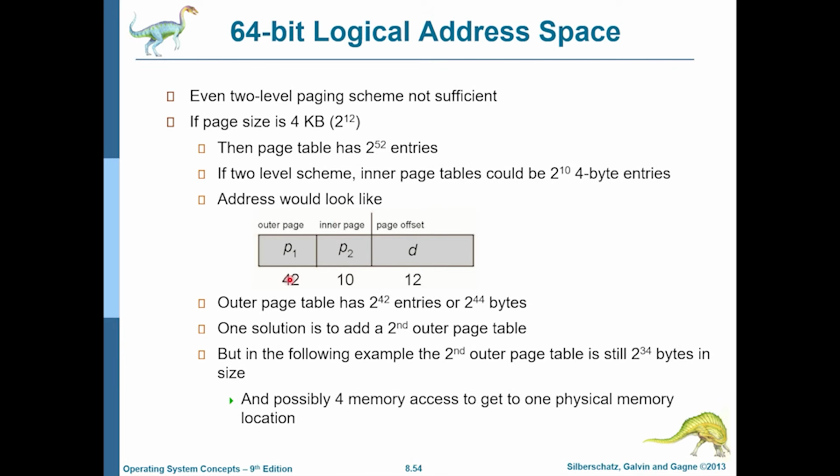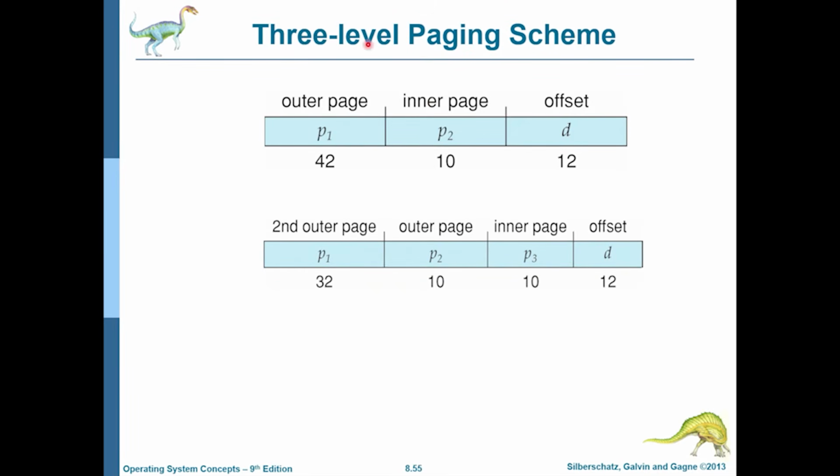then 42 bits is again too high a number for the outer pages. That would be 2 to the power 44 bytes. That is a lot of bytes just for the outer page tables. So 2 levels of paging is not sufficient for 64-bit logical address spaces. We will need more levels for 64-bit logical addresses. So we go for a 3-level paging scheme. If we had to do a 2-level paging scheme, we'd have to have 42 bits for the outer page.